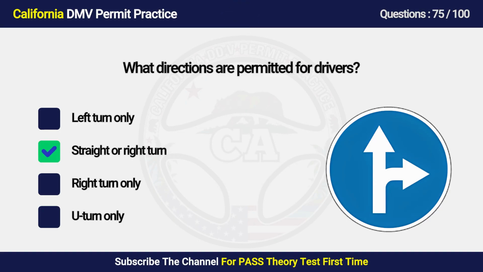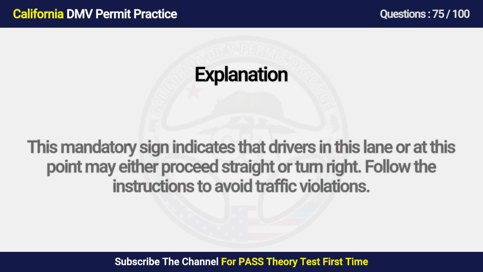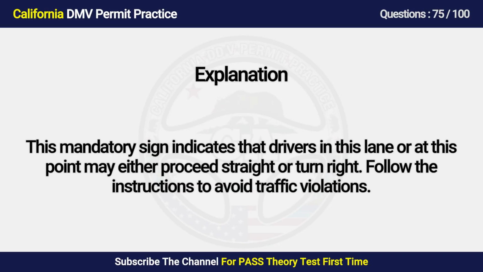Answer is B. Straight or right turn. This mandatory sign indicates that drivers in this lane, or at this point, may either proceed straight or turn right. Follow the instructions to avoid traffic violations.